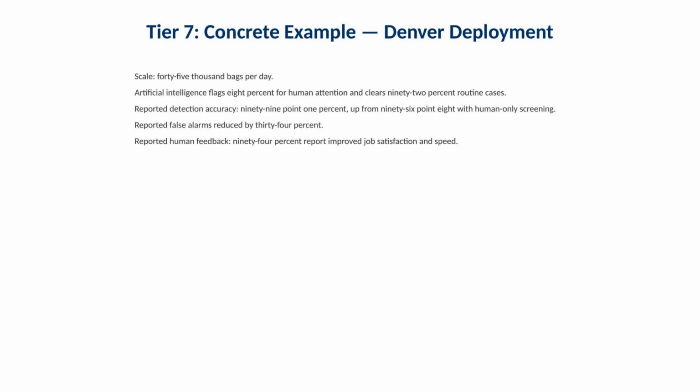In the Denver International Airport example, the human and artificial intelligence system processes 45,000 bags per day. Artificial intelligence pre-screening flags 8% of bags for human attention and automatically clears 92% of routine cases. With humans focusing on the hardest decisions, reported threat detection accuracy rises to 99.1%, up from 96.8% under human-only screening, and false alarms fall by 34%. The interface also improves adoption. 94% of screeners report higher job satisfaction and faster decision-making.